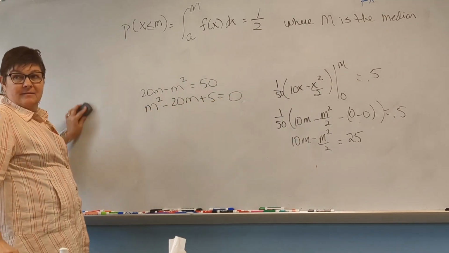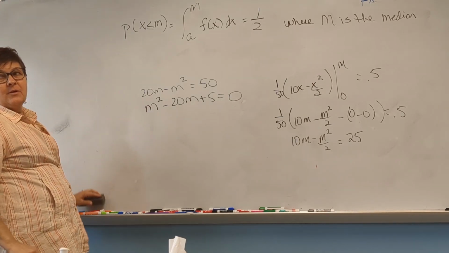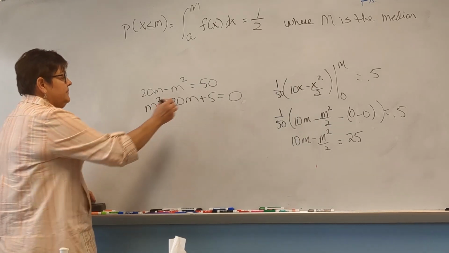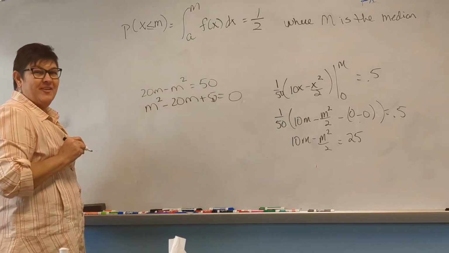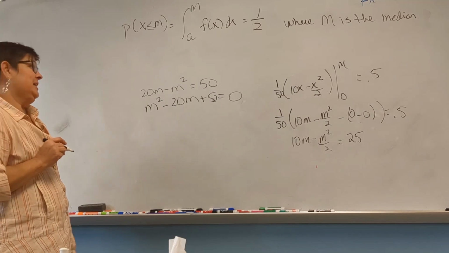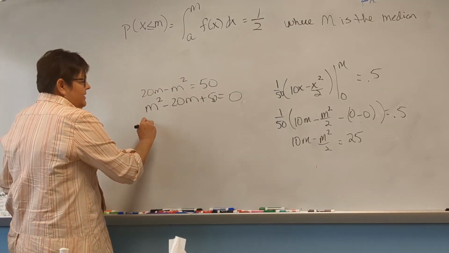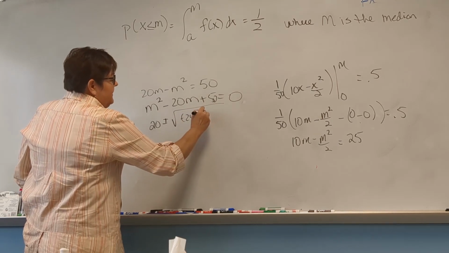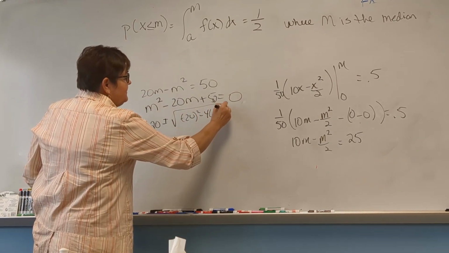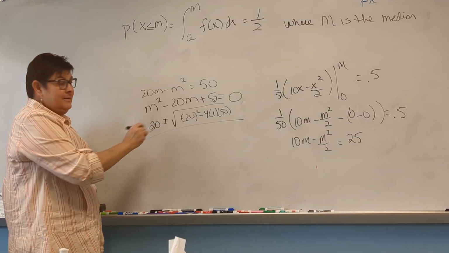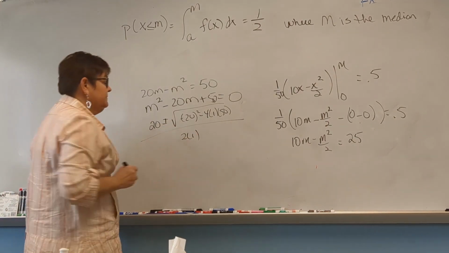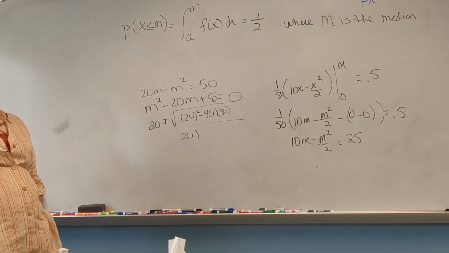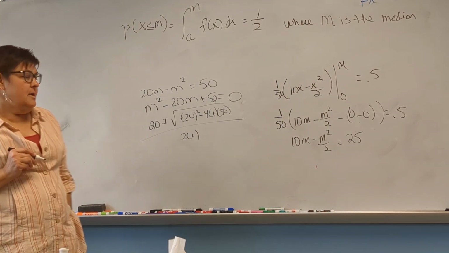Are you good there? Then you have to use your quadratic formula. What happened to the 50? It's there, silently, somewhere out there. So negative b plus or minus the square root of b squared minus 4 times a times c, all over 2a. Are you still needing my help? No. Okay, you're good. All right, are we cool?